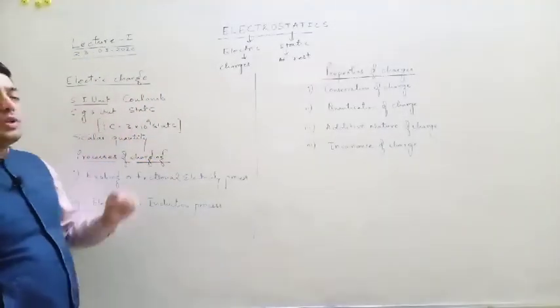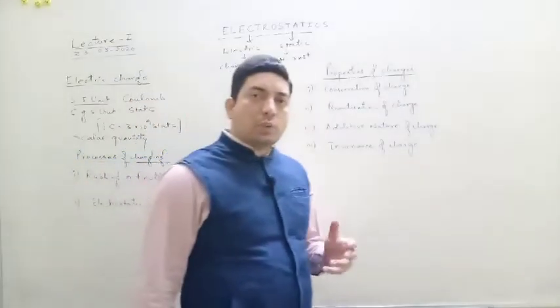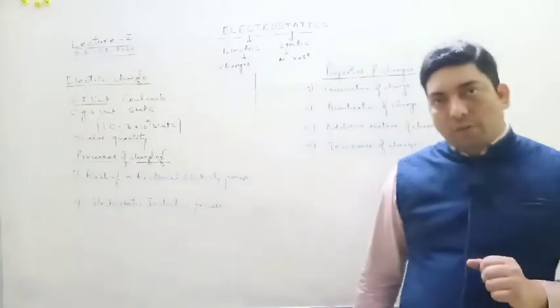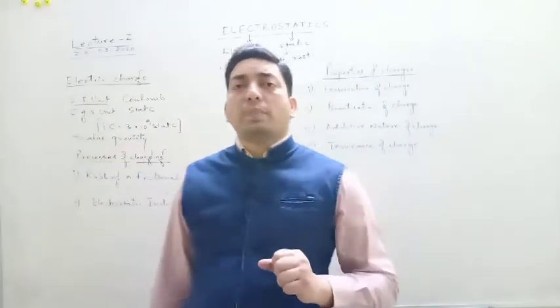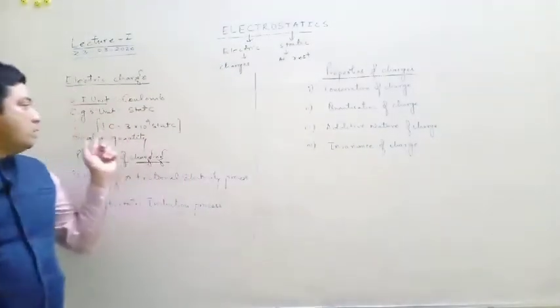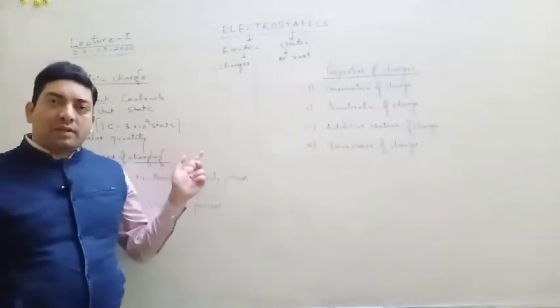Now what is the SI unit of charge? The SI unit of charge is coulomb, the CGS unit is stat coulomb, and the relation between the two is 1 coulomb is 3 into 10 to the power 9 stat coulomb. Now the point is, it's a scalar quantity.